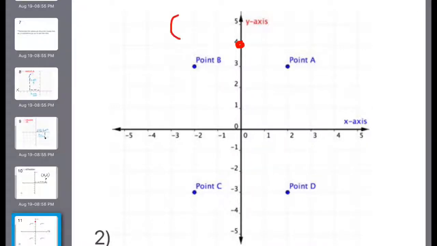So this would be 0 for your x-axis because it does not go left or right. It stays right on that origin. It just goes up. And the up movement is your y, not your x. And then it goes up 4, so your y is positive 4. Anytime a point is on the y-axis, your x is always 0. Let's try another one. What is the ordered pair for this point? Pause the video and try this on your desk.